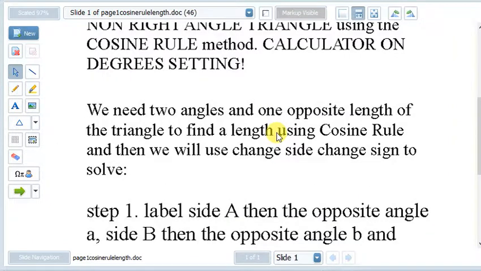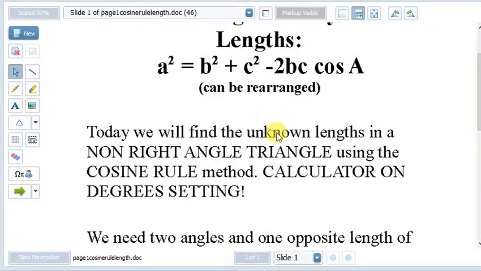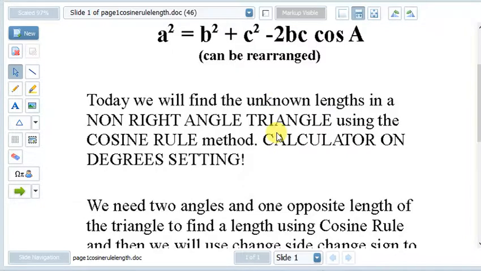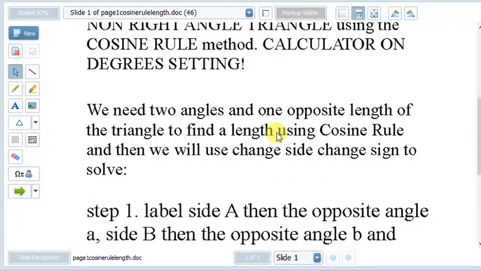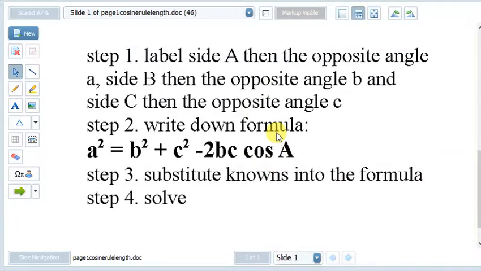So we need two lengths and one angle in the triangle to find a length using the cosine rule. So step 1, we label side A and then opposite that angle A is a little a. Let me demonstrate.